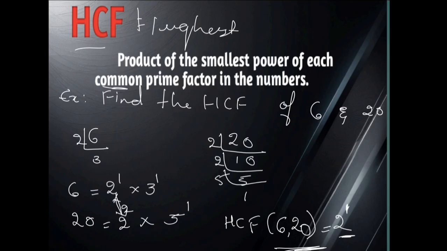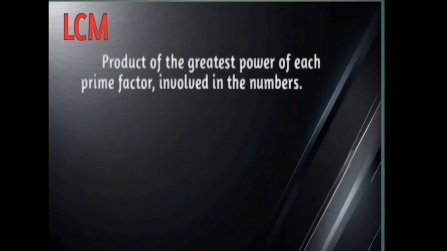Then for the smallest power, the smallest power is 1. So 2 power 1 is the HCF of 6 comma 20. Like in this way we have to find the value of HCF. Okay, now let us see LCM.